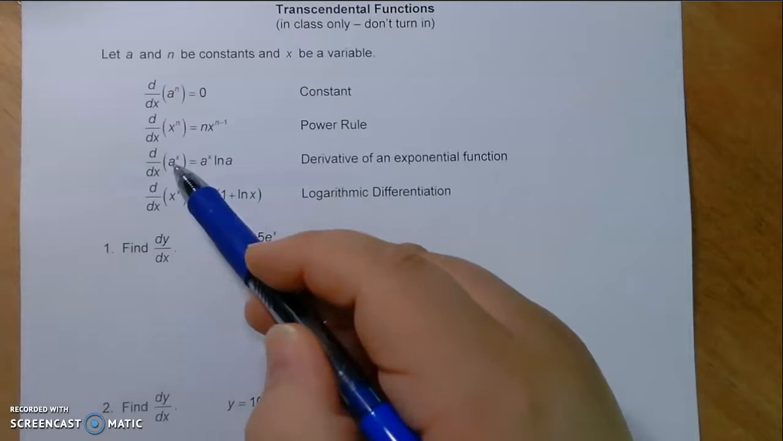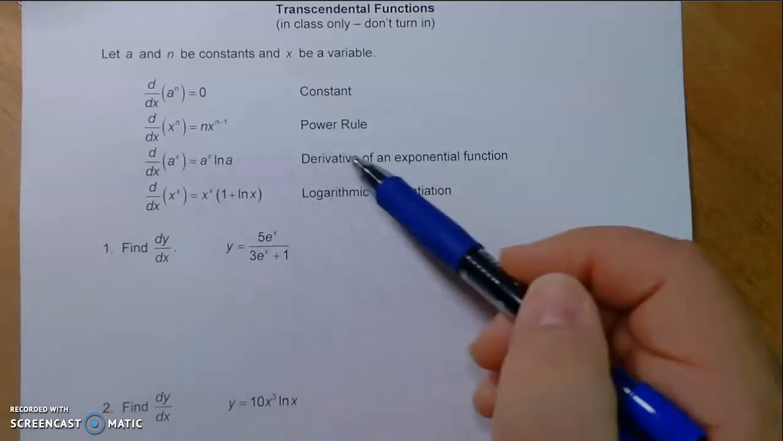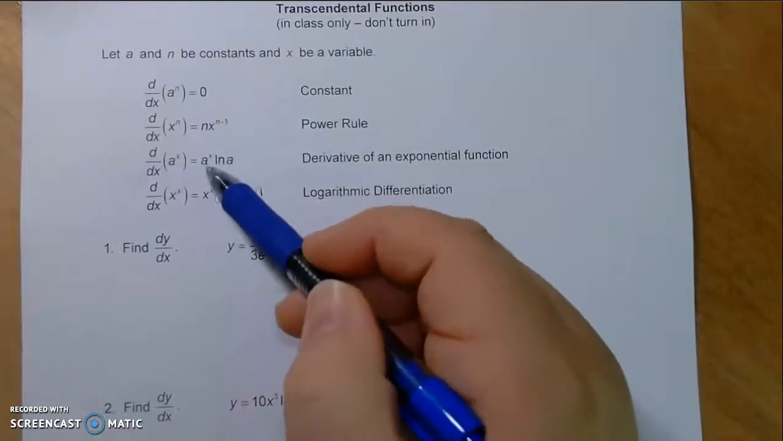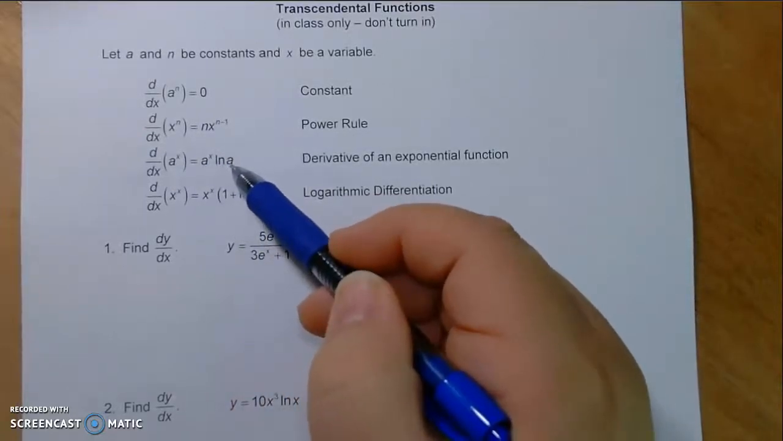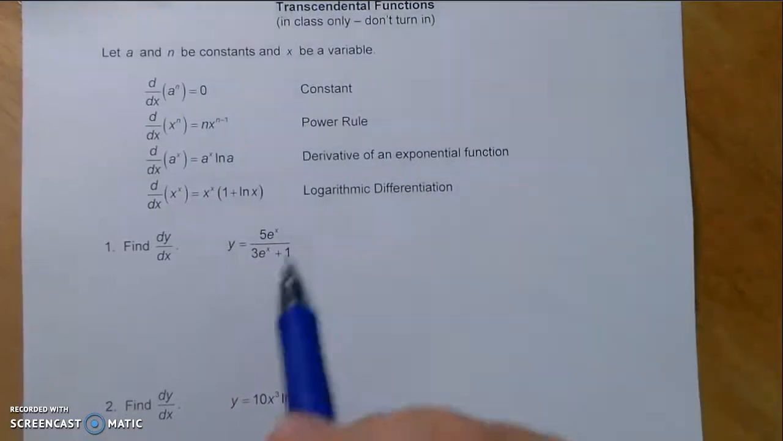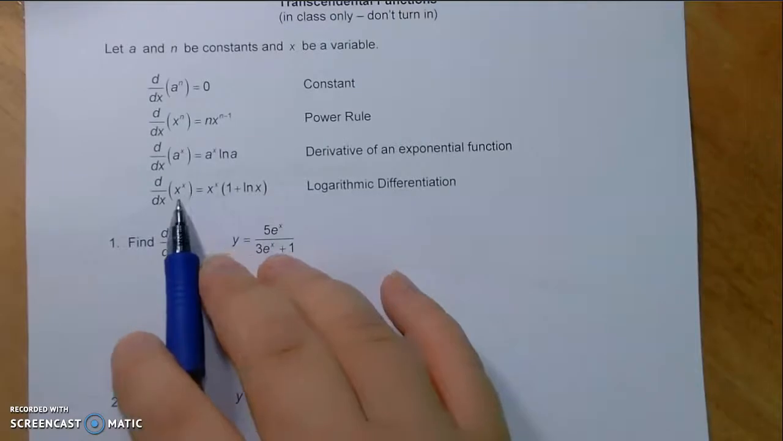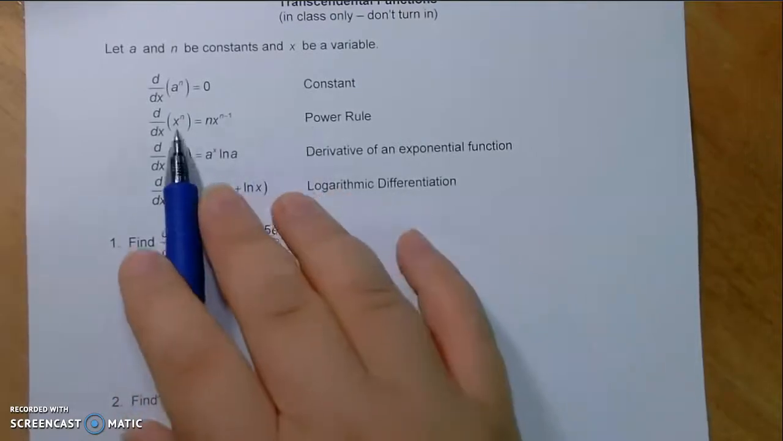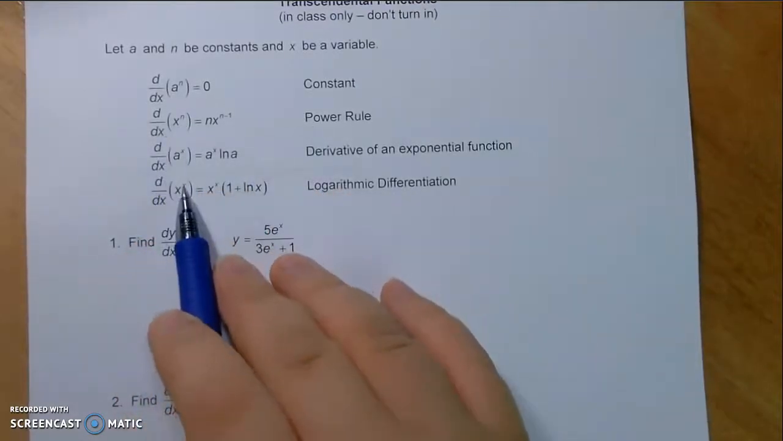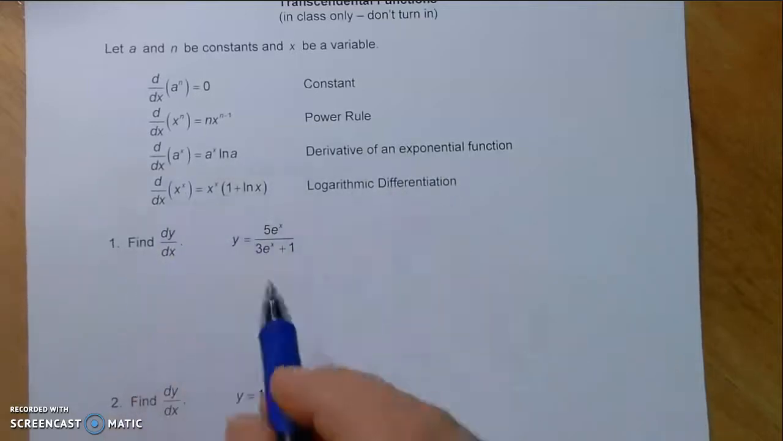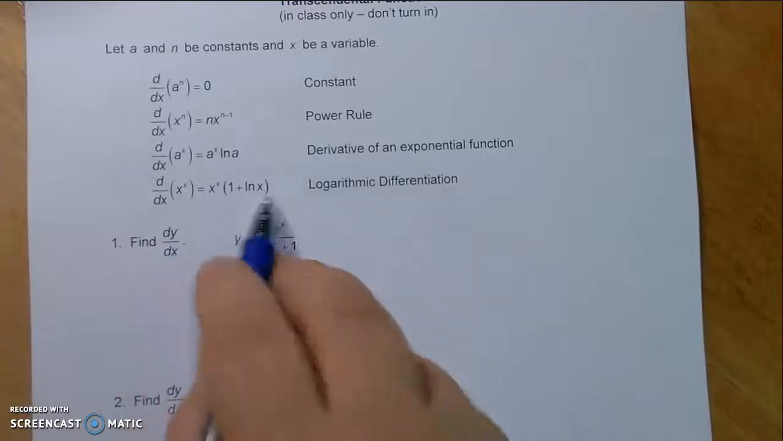If the constant is the base and the variable is the exponent, then that's our exponential function. So we rewrite the exponential function and multiply by the natural log of the base. And then of course chain rule on any of these. X to the x, that's where we have to use logarithmic differentiation. It's not a power rule. It doesn't have a constant as an exponent, and it doesn't have a constant as a base, being an exponential function. So we have to use the logarithmic differentiation.